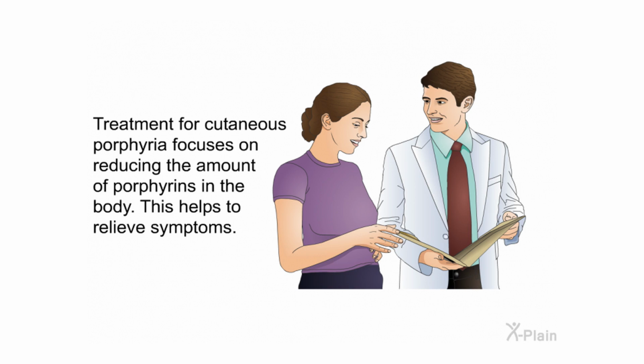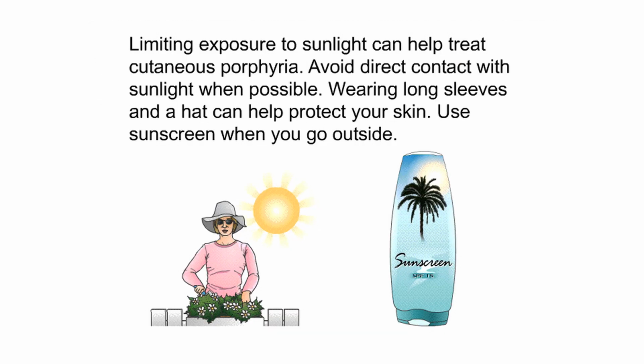Treatment for cutaneous porphyria focuses on reducing the amount of porphyrins in the body. This helps to relieve symptoms. Limiting exposure to sunlight can help treat cutaneous porphyria. Avoid direct contact with sunlight when possible. Wearing long sleeves and a hat can help protect your skin. Use sunscreen when you go outside.